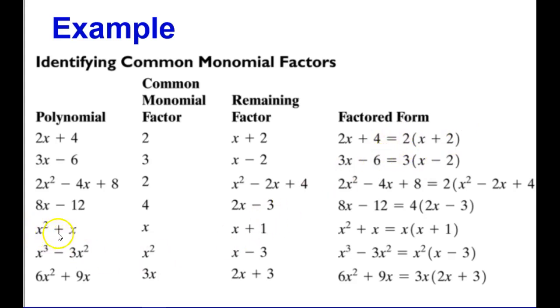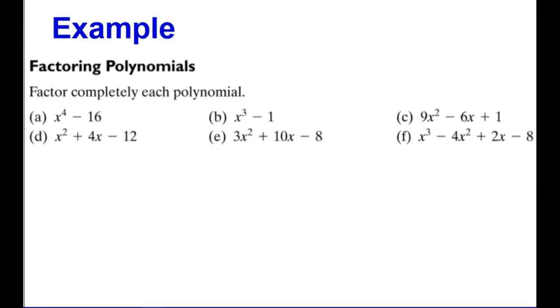So you see here I have x squared plus x. Well, they both have an x, so I can pull that x out front, and I'm left with the rest. Okay. So some of these should look very familiar to some of the rules that we looked at before. See here I know that this is a difference of cubes because I know the cube root of x cubed and I know the cube root of 1. Here's the difference of squares. So look back at those rules and see if you can follow through some of these examples.